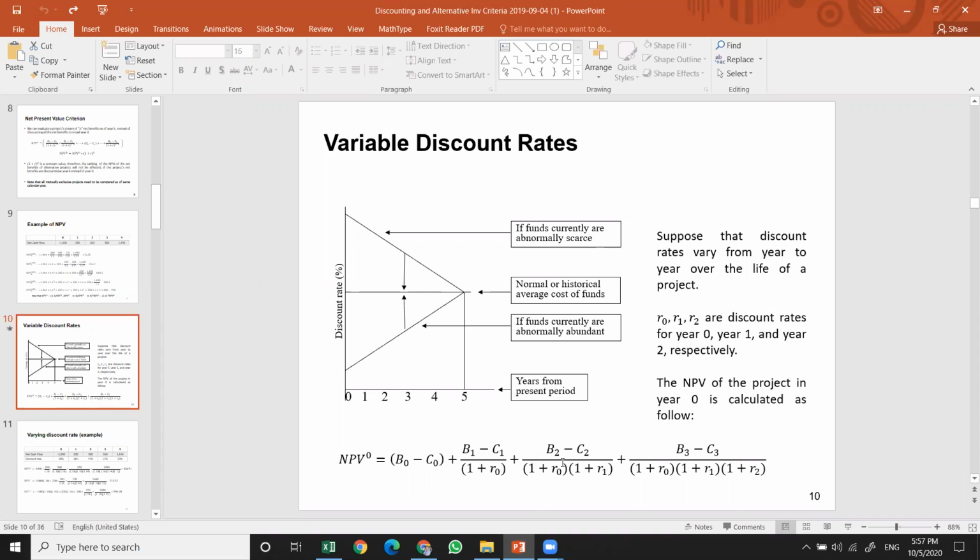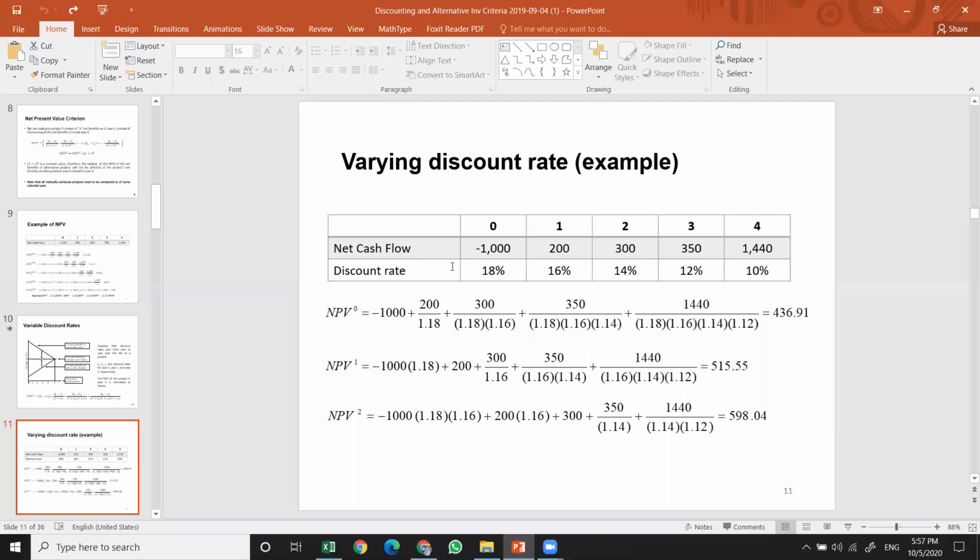So when it comes to the second cash flow, you consider the first cash flow. When it comes to the third, you consider first and second and third. Examples are given here. Net cash flows are minus 1,000, same example, but discount rates like 18, 16, 14, 12. And so if you want to calculate the NPV for year 0, bring everything to the year 0.